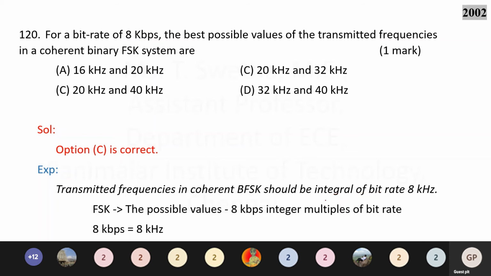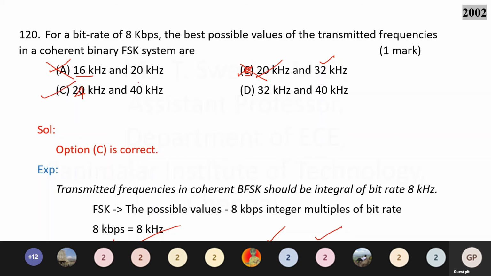The key to this question is integer multiples. In option A, 16 is there, but 20 is not, so it should be integral multiples, and the answer will not be A. Similarly, in option B we got 32, but 20 is not there, so B will not be the correct answer. If we look at C, we got 24 and 40.